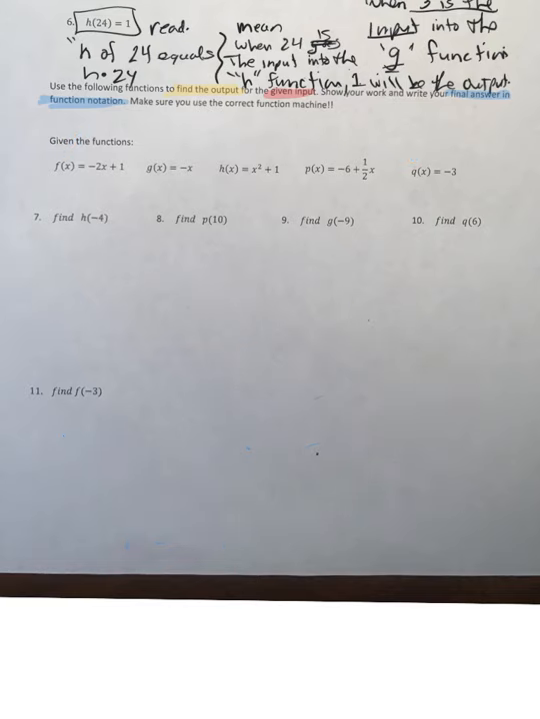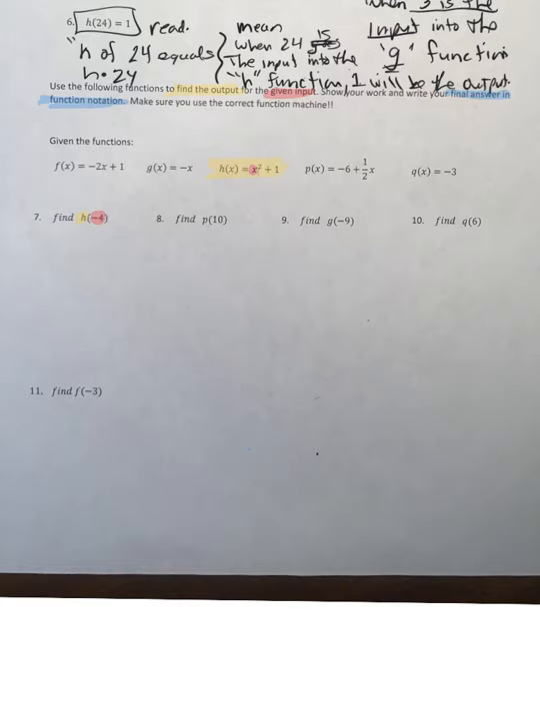So in problem number 7, it says find h of -4. So which function are they asking us to plug -4 into? Correct, the h function. So we're plugging -4 into the h function. That means we're using this one. And remember, this is what's going into the machine. So we have to put -4 where the x is.